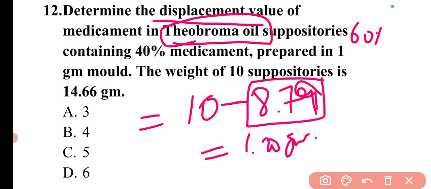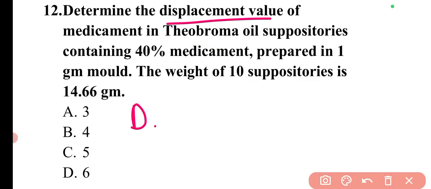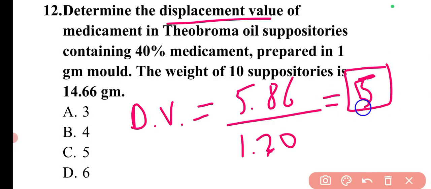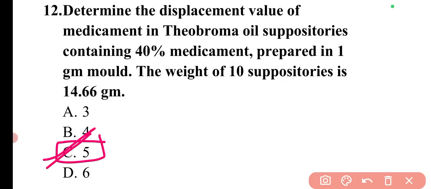Now we need to find the displacement value of medicament. What is the displacement value? Simply, the amount of medicament, 5.86 grams, divided by 1.20. Because 1.20 is the amount of theobroma oil which will be displaced by the 5.86 grams of medicament. By dividing it, it will come to approximately 5. So here the correct answer will be option C. So this is the correct answer.